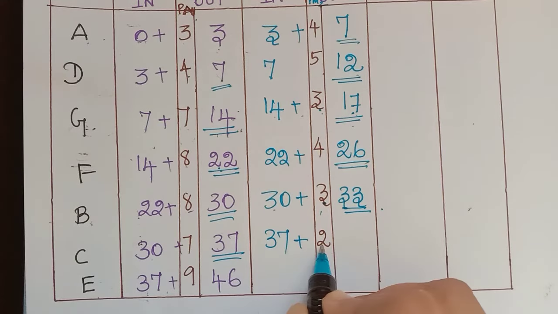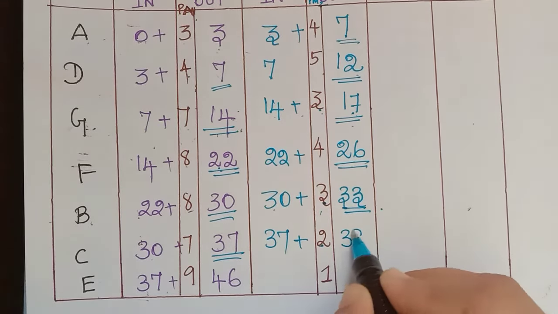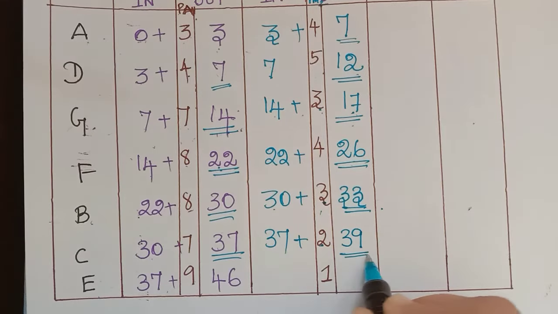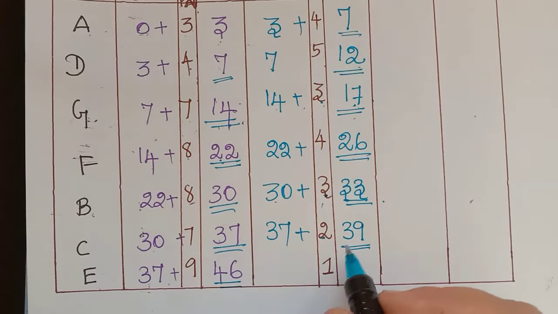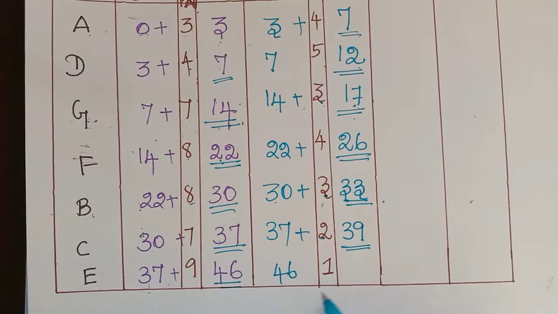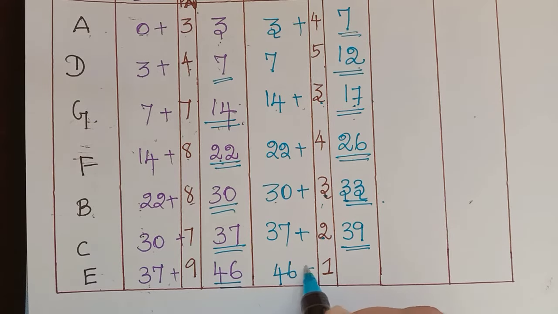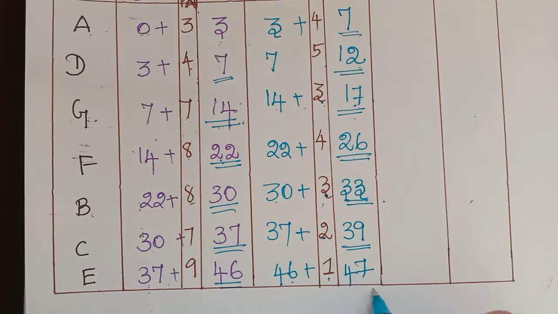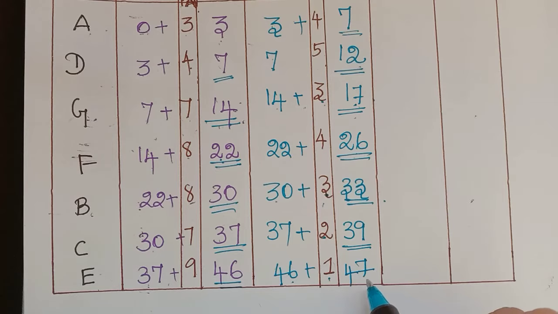Plus the processing time 2, so it will be 39 when it comes out. Now is 39 maximum or 46 maximum? Obviously 46 is maximum, so that we have to write. Plus it works here for 1 hour, so plus 1. So it comes out at the 47th hour. So this is how we have to calculate.